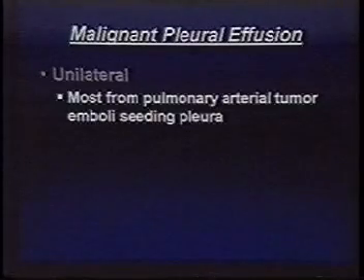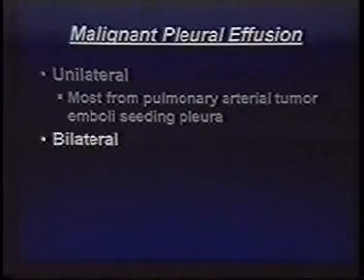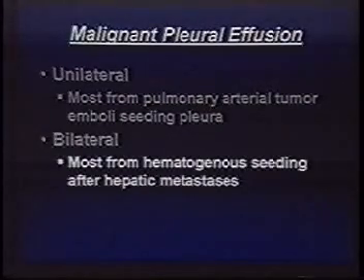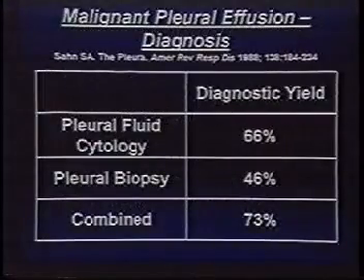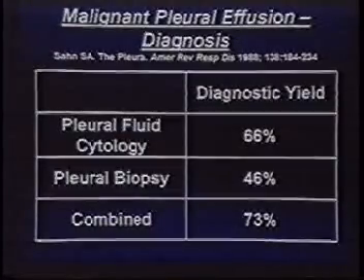Malignant pleural effusions, when unilateral, are mostly from pulmonary arterial tumor emboli seeding the pleura, such as from a lung primary. And bilateral malignant pleural effusions usually arise from hematogenous seeding after first metastasizing to the liver. Lung, breast, and lymphoma account for the majority of malignant pleural effusions. Some clinical methods for diagnosis of malignant pleural effusions include pleural fluid cytology following thoracentesis and pleural biopsy for a combined yield of approximately 75%.